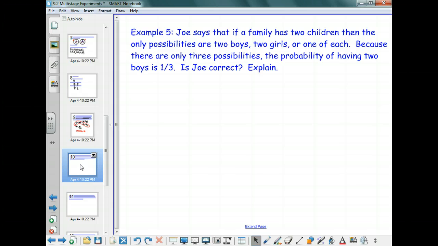All right. Joe says that if a family has 2 children, then the only possibilities are 2 boys, 2 girls, or 1 of each, because there are only 3 possibilities. The probability of having 2 boys is 1/3. Is Joe correct? Explain. I already see Kayla shaking her head. So the answer is no, he's not correct.